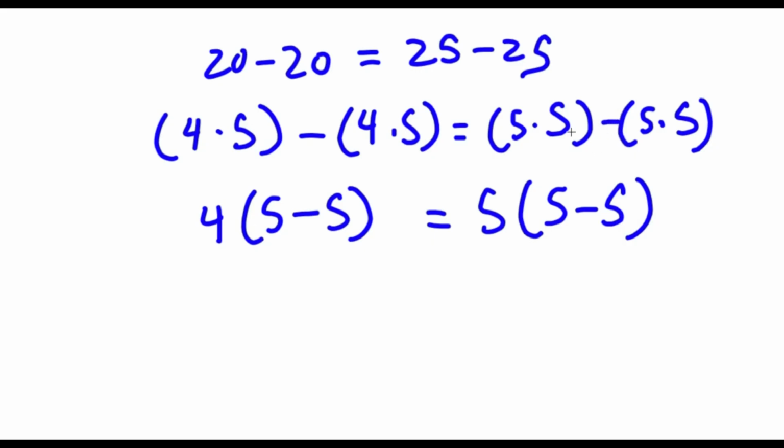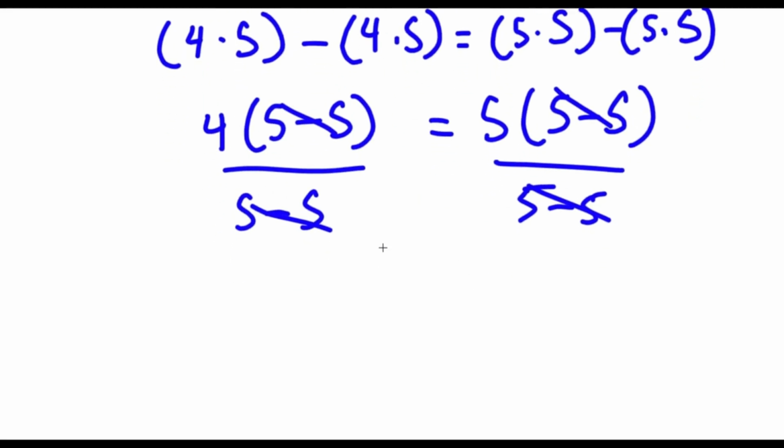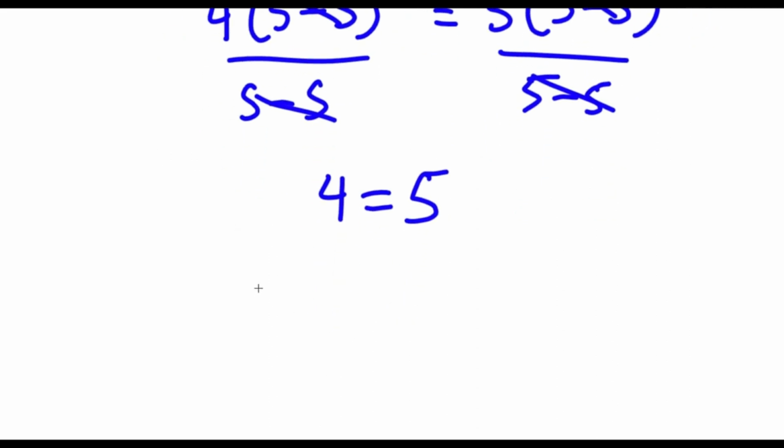So now what I'm going to do is divide both sides by 5 minus 5. So then these two cancel out and these two cancel out. And now I'm left with 4 is equal to 5. Now 4 is the same thing as 2 plus 2. So I have 2 plus 2 is equal to 5. And there it is. I just proved that 2 plus 2 equals 5.